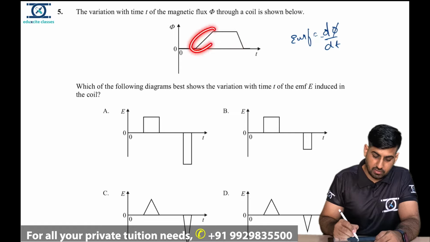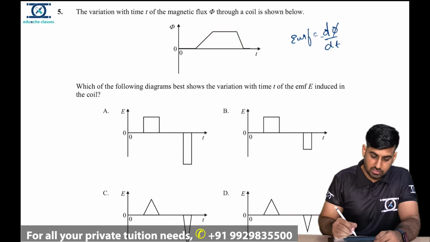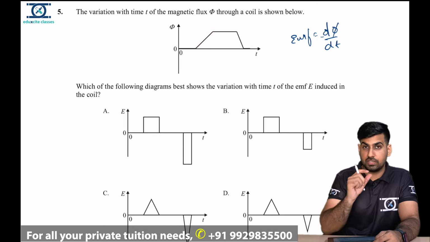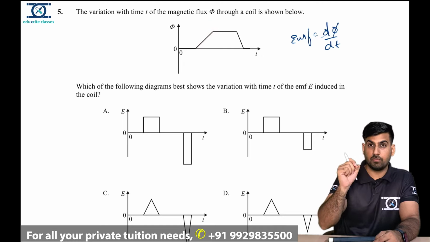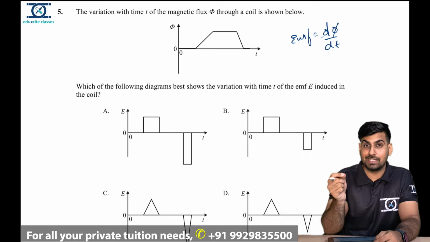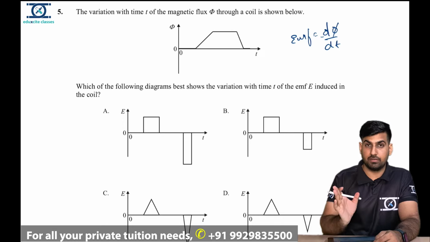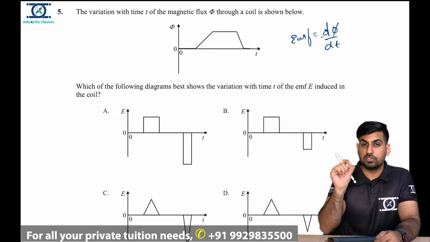The gradient, or the magnitude of the slope, is lesser than the magnitude of the slope of this. So you can say once the flux is 0, there will be no induced EMF. There is a gradual change, it means it is a straight linear line, therefore the rate of change of magnetic flux linkage is constant. It is increasing at a constant rate, therefore the EMF induced will be constant.